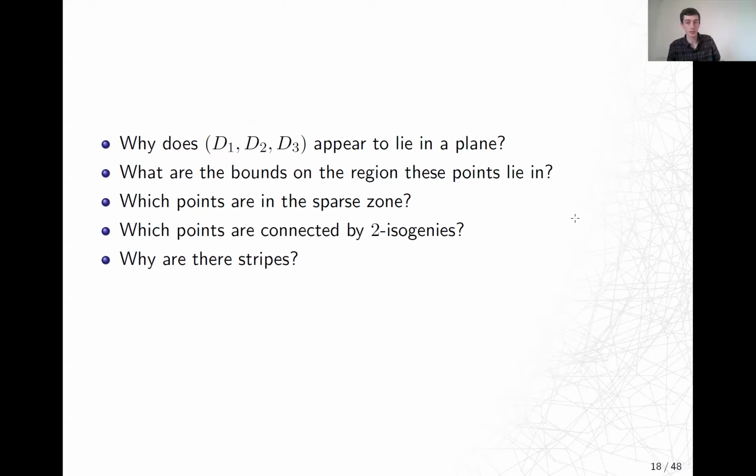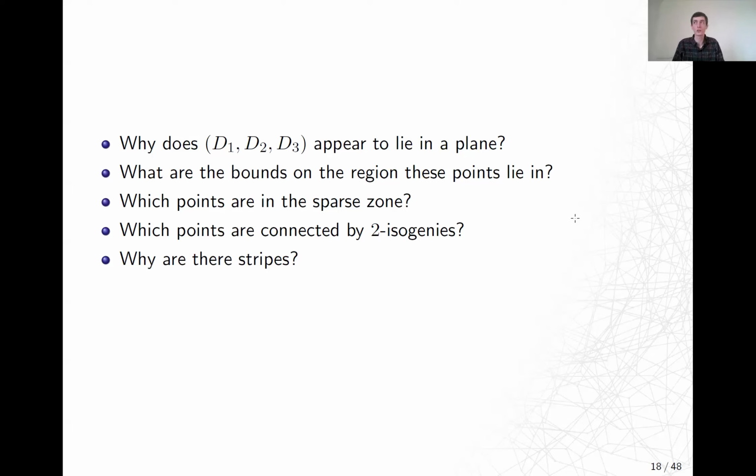My claim is that we can use this to study isogeny graphs. So I also want to ask the question, which of these points are connected by two-isogenies? And then finally, what are the stripes? This is essentially the outline of my talk: exploring this figure and trying to understand the answers to these questions.